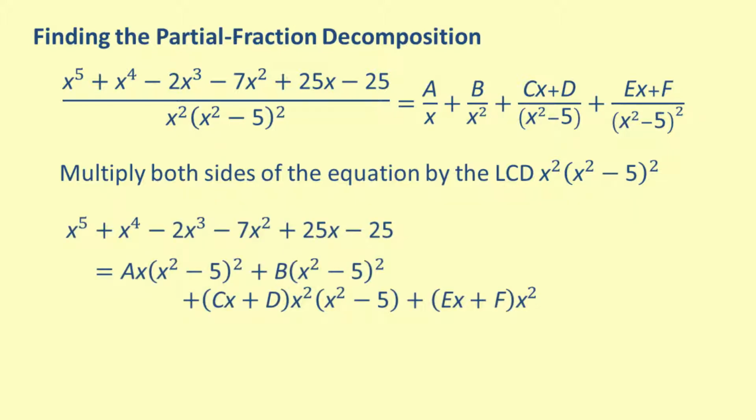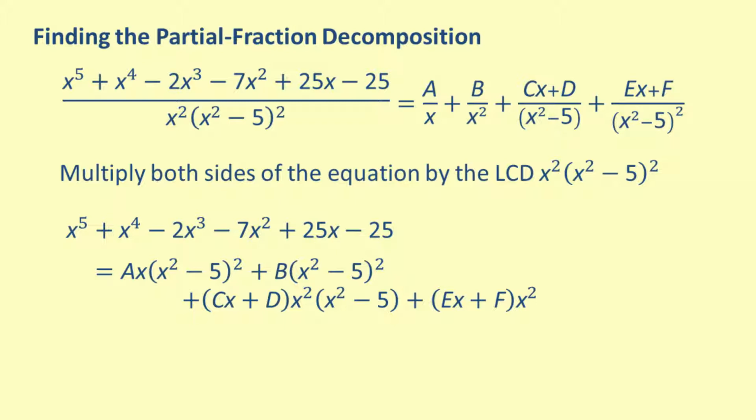And so, the equation is now x to the fifth power plus x to the fourth power minus 2x cubed minus 7x squared plus 25x minus 25 equals ax times the quantity x squared minus 5 squared plus b times the quantity x squared minus 5 squared plus the quantity cx plus d times x squared times the quantity x squared minus 5 plus the quantity ex plus f times x squared.